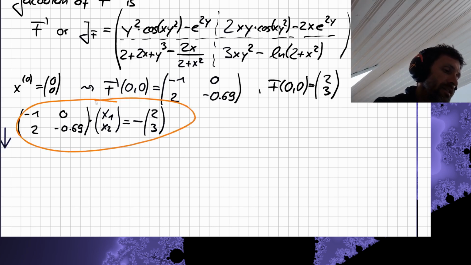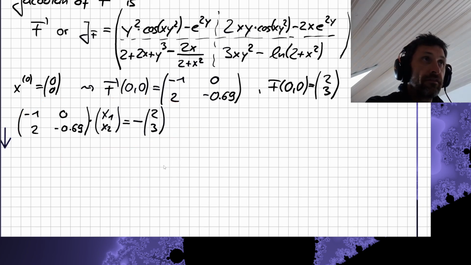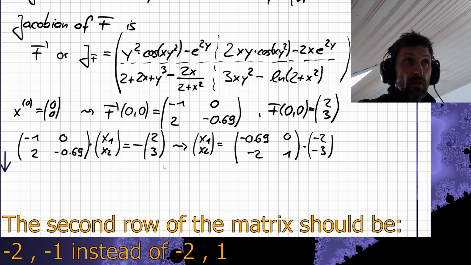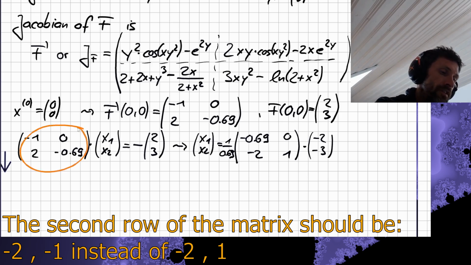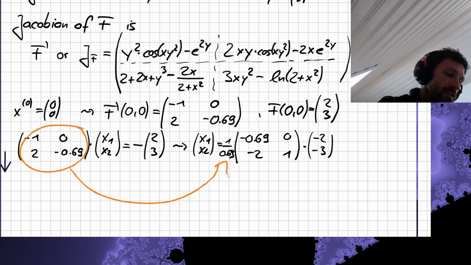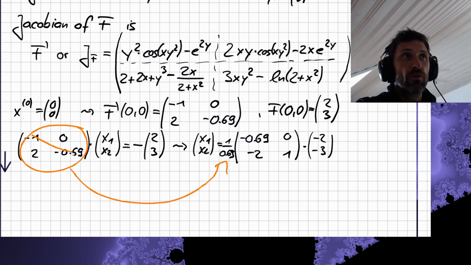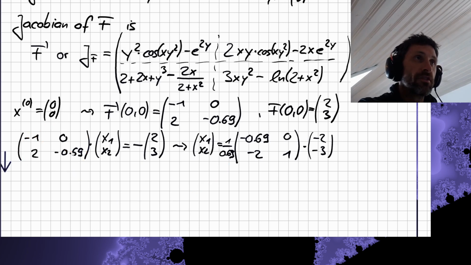And the best way is to multiply with the inverse from the left. And then you get the following. And is that correct? Or is something missing? There is something missing. What is missing? 1 divided by the determinant of this matrix, and this is -1 times -0.69 minus 2 times 0. So okay, this is correct now.